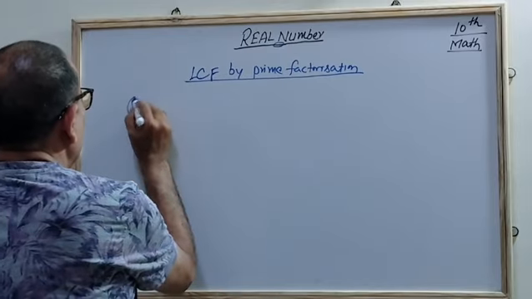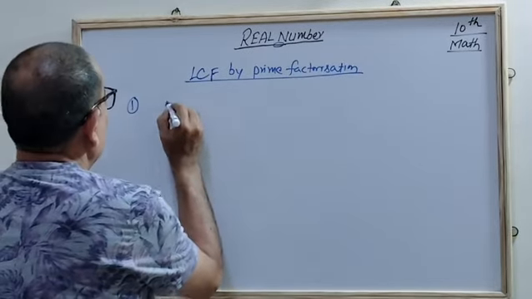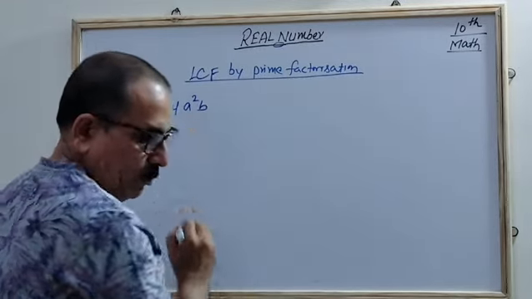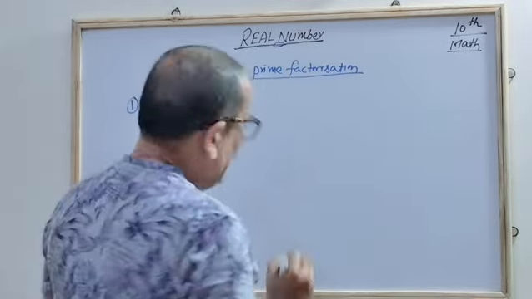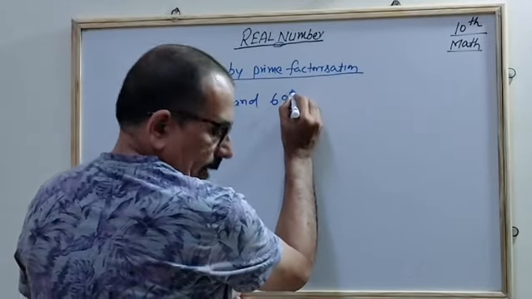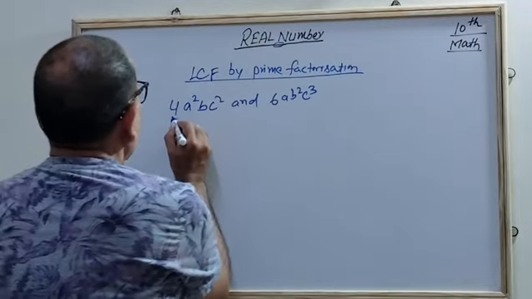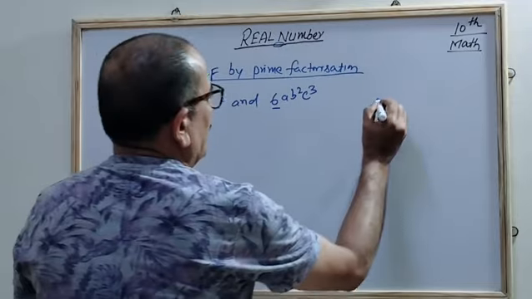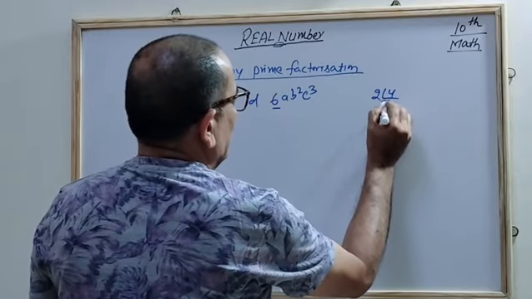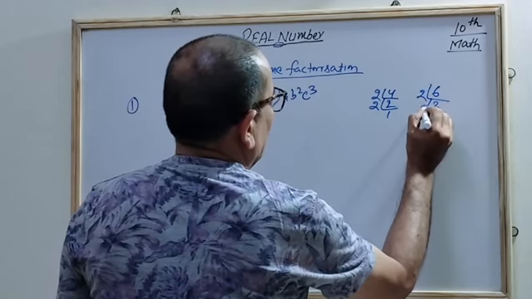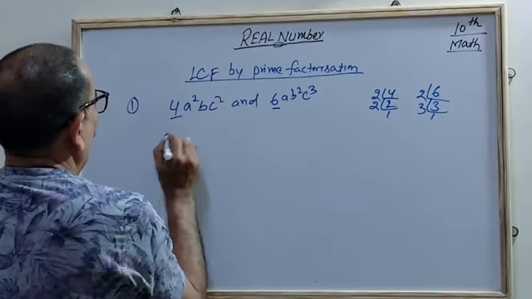The one example I will give you is a little different type. Suppose for the LCM, the number given is 4a square bc square, and another number they have given is 6ab square c cube. This type of question is also asked. If this type of question is asked, first you should do the prime factorization of 4 and 6. What will be the prime factorization of 4? It is 2 into 2, and 6 will be 2 into 3. Correct?